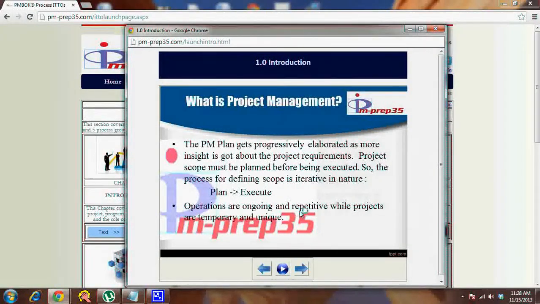Operations are ongoing and repetitive, while projects are temporary and unique. Again, these are important points that are picked from the PMBOK. So that's where you have a jump from the project management plan, and then the next point deals with operations. While operations are ongoing and repetitive, projects are temporary and unique.